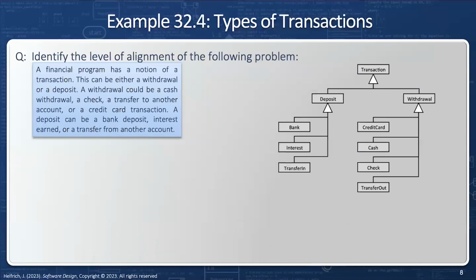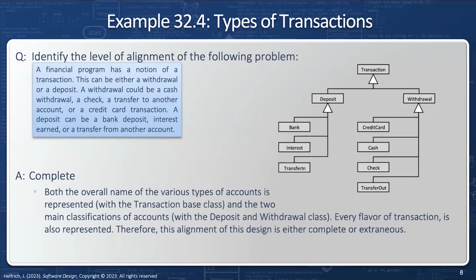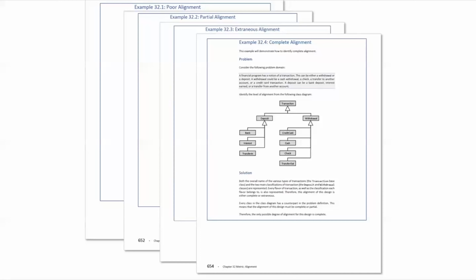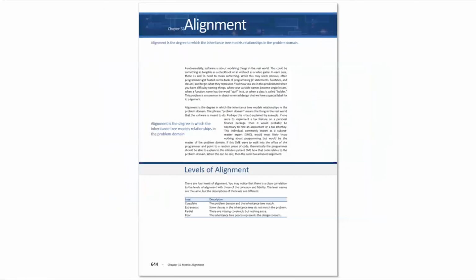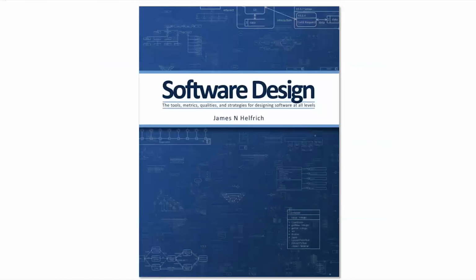Now, notice how the transaction has both deposit and withdrawal, and the deposit has the three types of deposits, and the withdrawal has the four types of withdrawals. And this is complete because both the overall names of the various accounts are represented and the main classifications are represented as well. Since every element of the class diagram maps to the problem domain and vice versa, we have complete alignment. This is example 32.1, 32.2, 32.3, 32.4 in the alignment chapter of the software design textbook.